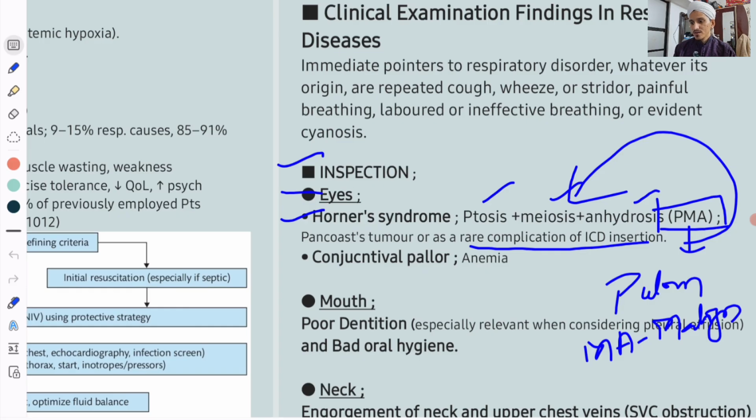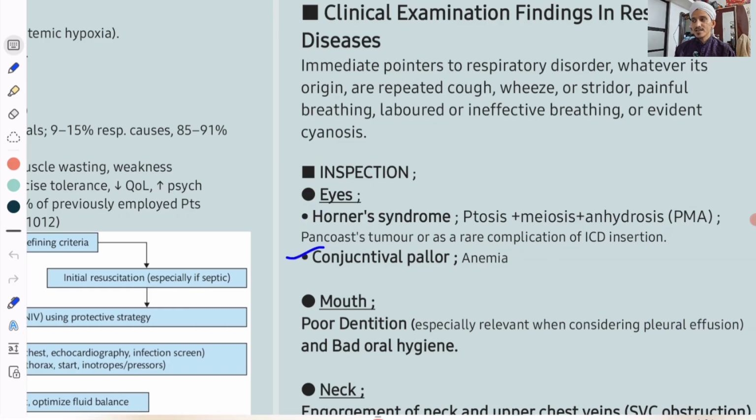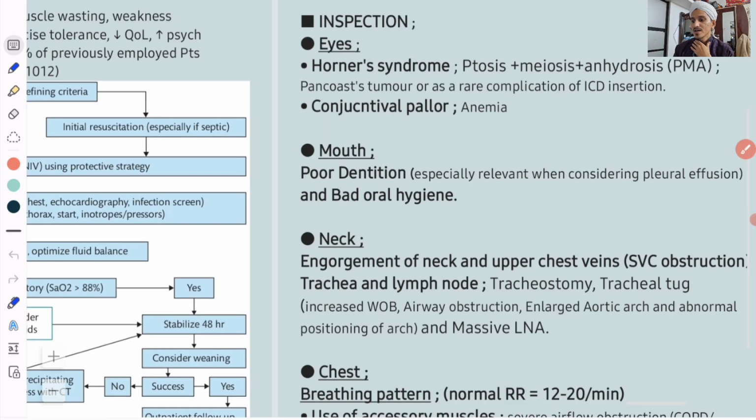Pallor you can see in patients with respiratory disease if they have malignancy or some chronic disorder. Anemia of chronic disease you can see in these patients. So Horner syndrome and pallor you can see in the eyes. In the mouth, poor dentition and bad oral hygiene you can see in these patients. This is relevant especially in pleural effusion. Smokers and tobacco chewers will not have good dentition and will have bad oral hygiene. That is also important in suspecting pulmonary abscess or aspiration. So eyes, mouth. Then come to the neck.